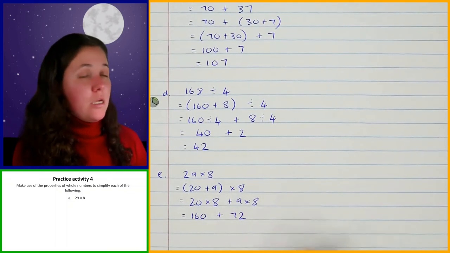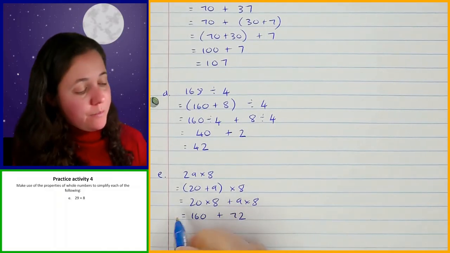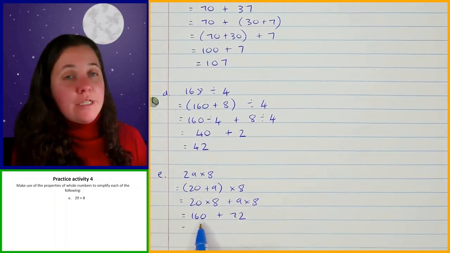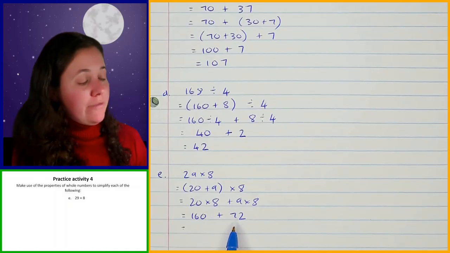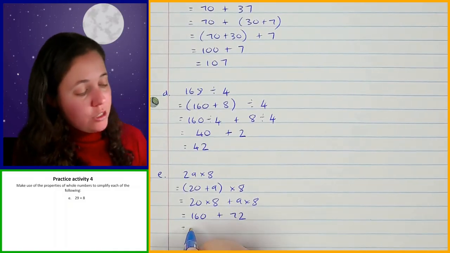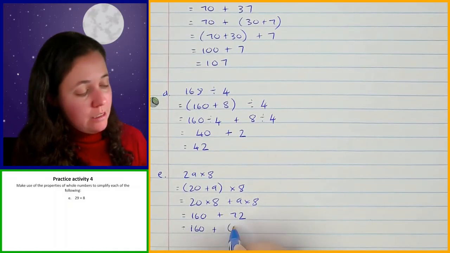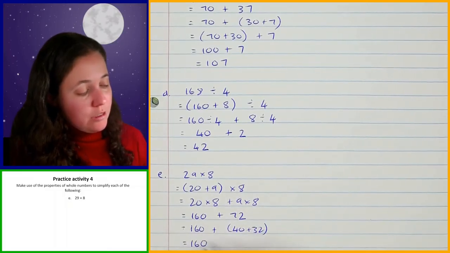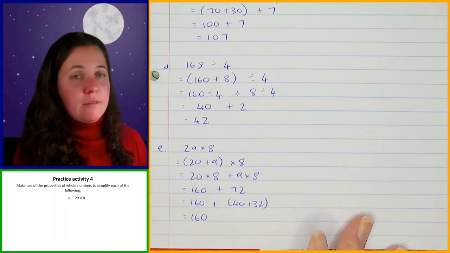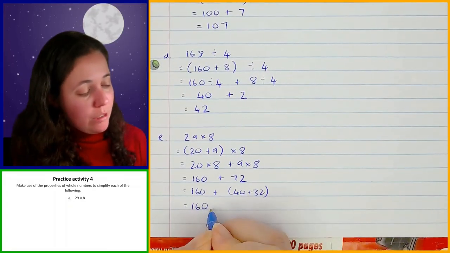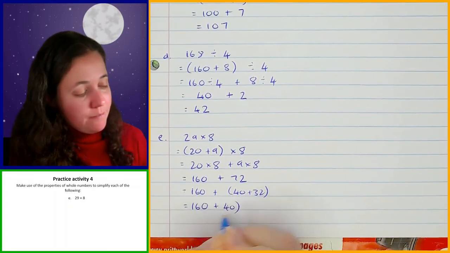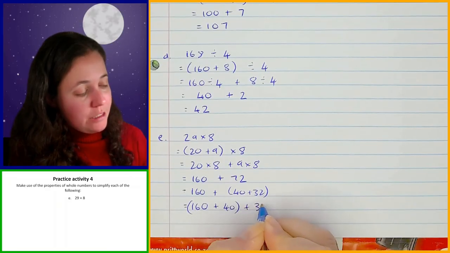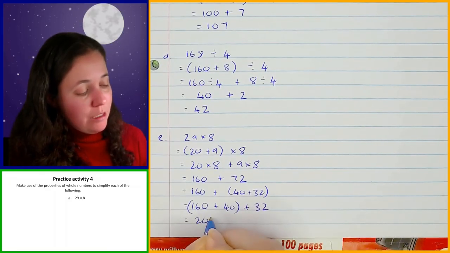And then I can split that 72 up and say I need 40 to get to 200. So I'm going to change the 72 to 40 plus 32. So that's 160 plus 40 plus 32, which I can then share like this: 160 plus 40 plus 32. That gives me 200 plus 32, which is 232.